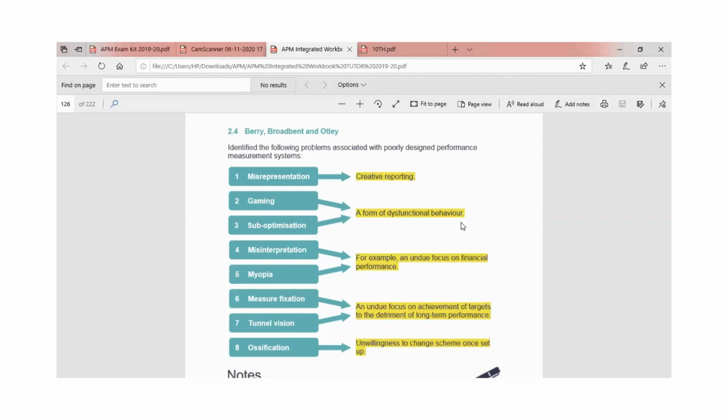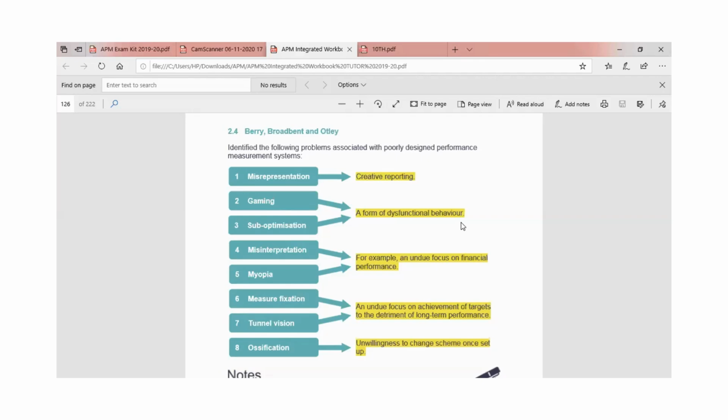So, creative reporting, gaming and sub-optimization, a form of dysfunctional behavior. They take up activities according to their suitability and convenience, and it's a dysfunctional behavior. So to get a personal benefit out of that, they are ready to manipulate certain things in the organization. Dysfunctional behavior, misinterpretation and myopia.